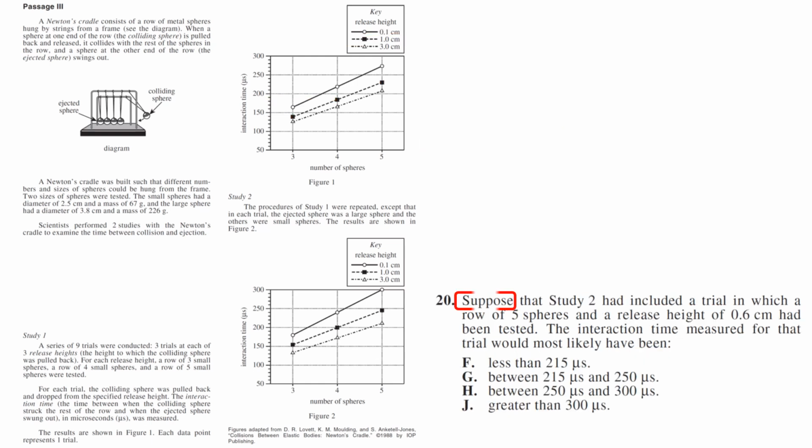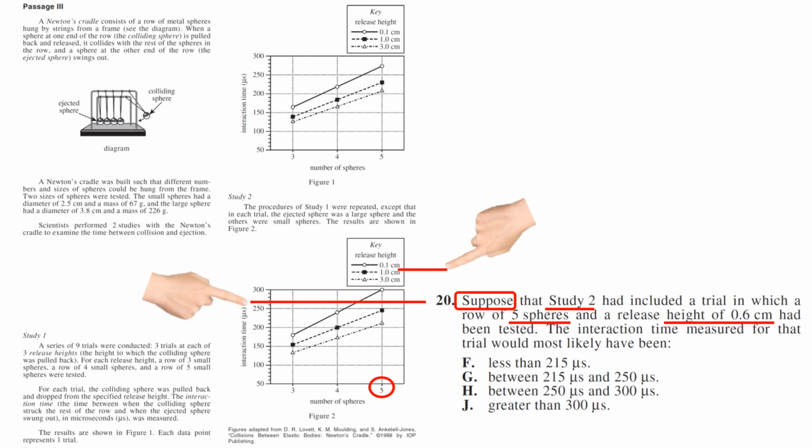Number 20, suppose, a why question. Remember, you're going to have to extrapolate some information here, make some extensions. Suppose that study 2 had a trial in the row of 5 spheres with a release height of 0.6. Suppose that had been tested. So it's going to be between 1 and 0.1, right? The interaction time would most likely have been. So we know it's going to be between these two, somewhere around there. And that's going to be between 250 and 300. So your answer is H.